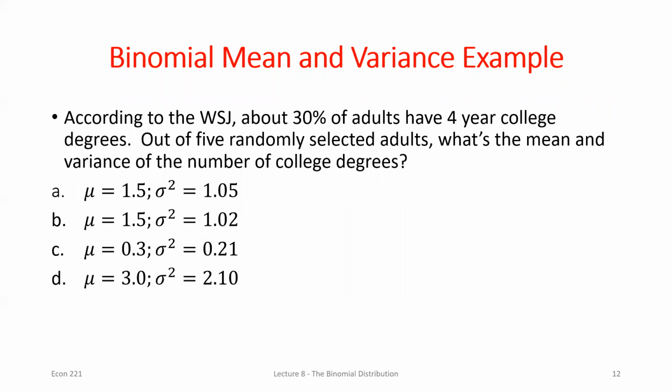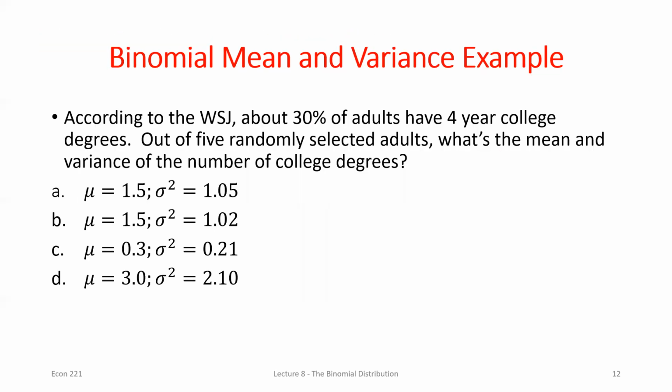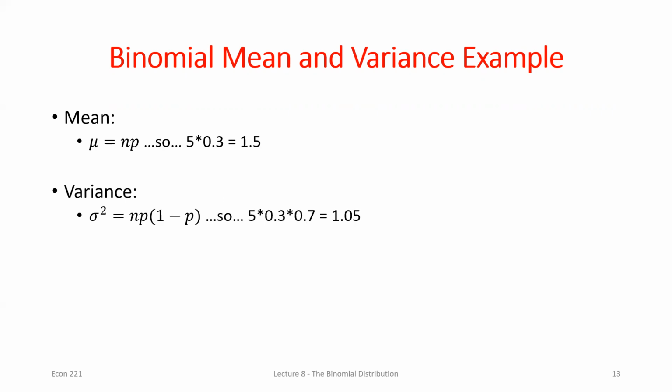The mean should just be the number of trials times the probability of success. We've already discussed our example earlier. We had 5 individuals, probability of success is 0.3. That should be 1.5 for our mean. From there, our variance has that equation, n times p times 1 minus p. So 5 times 0.3 times 0.7, which is 1 minus 0.3, should give us that variance of 1.05, if I remember right.